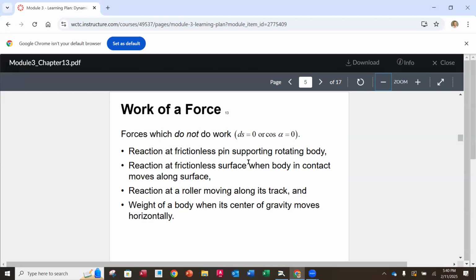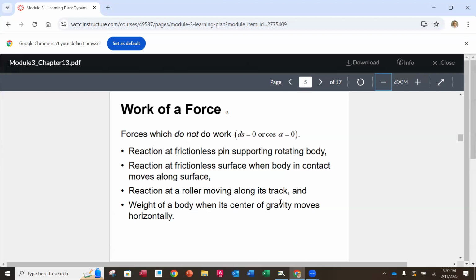So a reaction at a frictionless pin supporting a rotating body, no work is being done there, all right? Reaction on a frictionless surface where the body in contact moves along the surface. Reaction at the roller moving along a track. And the one that I just mentioned is the weight of a body when its center of gravity moves horizontally. So that's that package that I'm holding and I'm walking with it horizontally, but its weight is actually vertical.